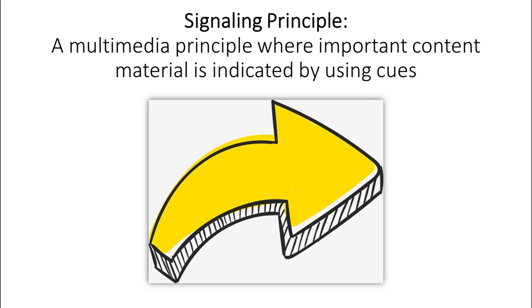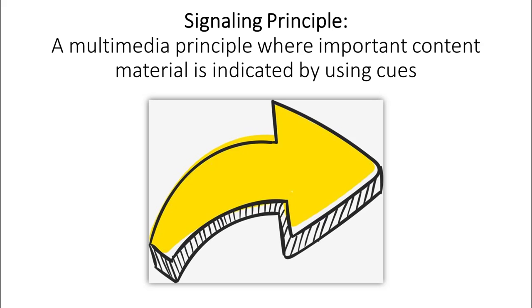Now, multimedia learning principles, there's 5 of them altogether, but for the purpose of this video today, we're only going to discuss 3 of them. The first one that we're going to talk about is the signaling principle. The signaling principle is a multimedia principle where important content material is indicated by using cues.